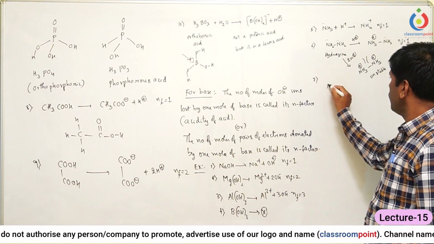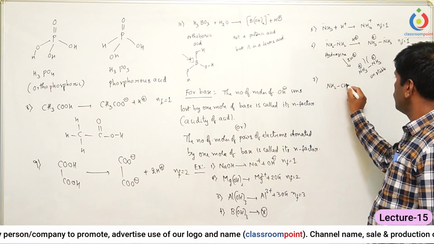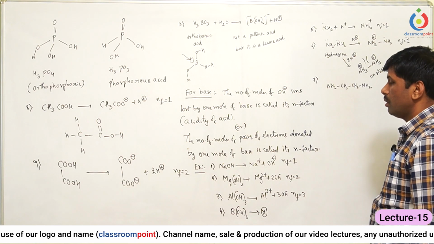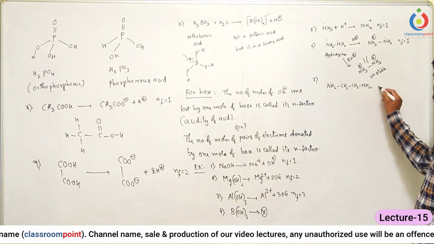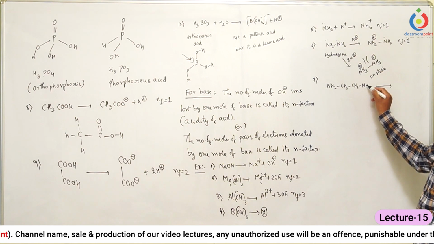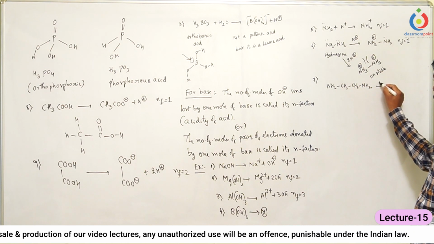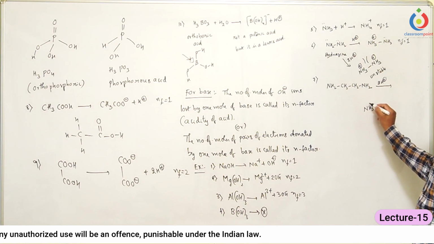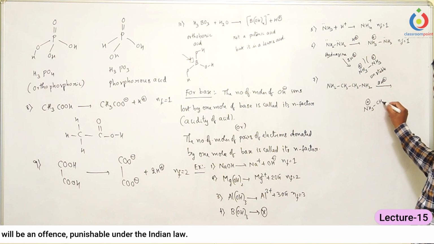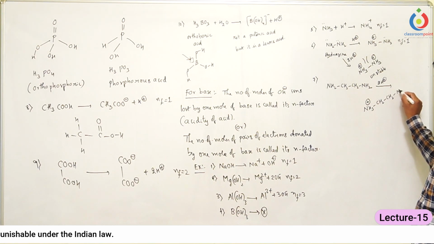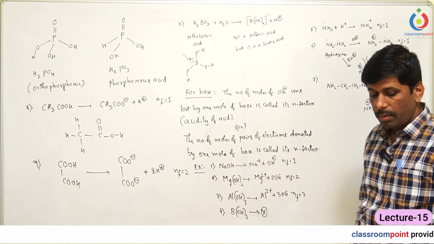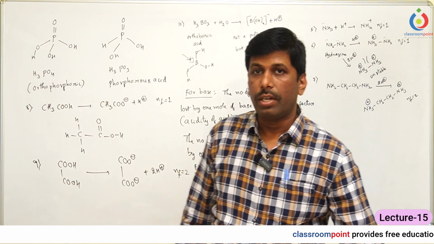Now let us see NH2, CH2, CH2, NH2, ethylene diamine. This can react with 2 H plus ions because these two nitrogens are away from each other, so that by adding 2 H plus ions, you can convert this molecule into NH3 plus, CH2, CH2, NH3 plus, so the N factor value is equal to 2. So like this, for bases we can calculate the N factor values.